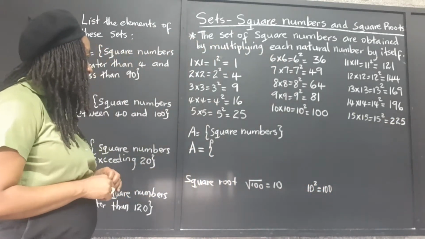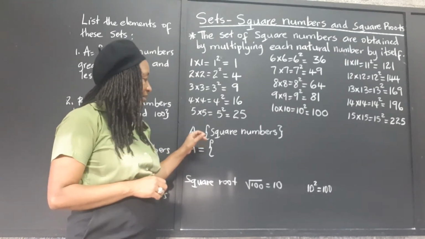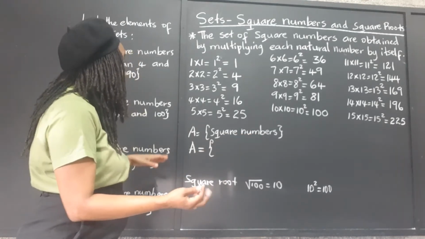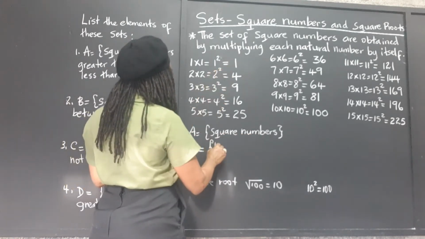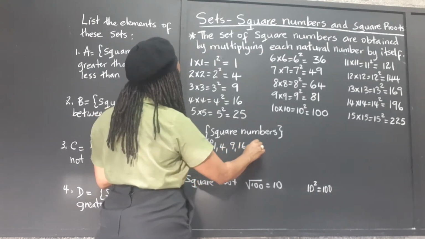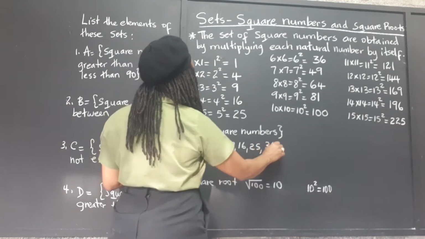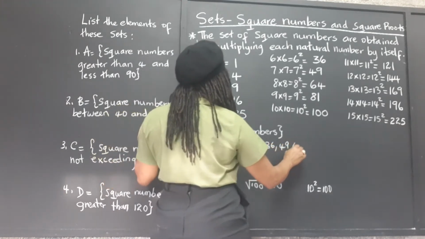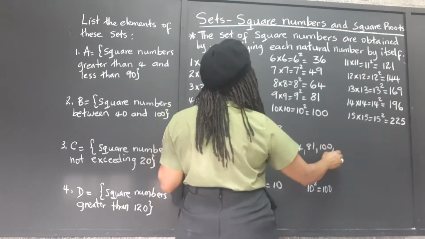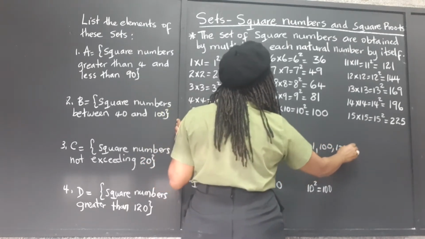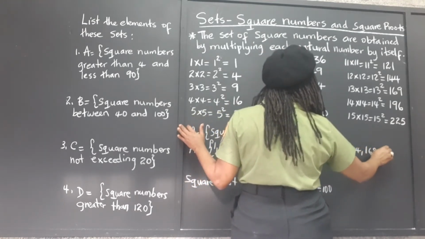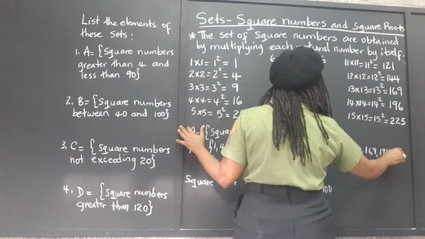So if set A is a set of square numbers, then we can list the elements of set A. So we have 1, 4, 9, 16, 25, 36, 49, 64, 81, 100, 121, 144, 169, 196, 225.